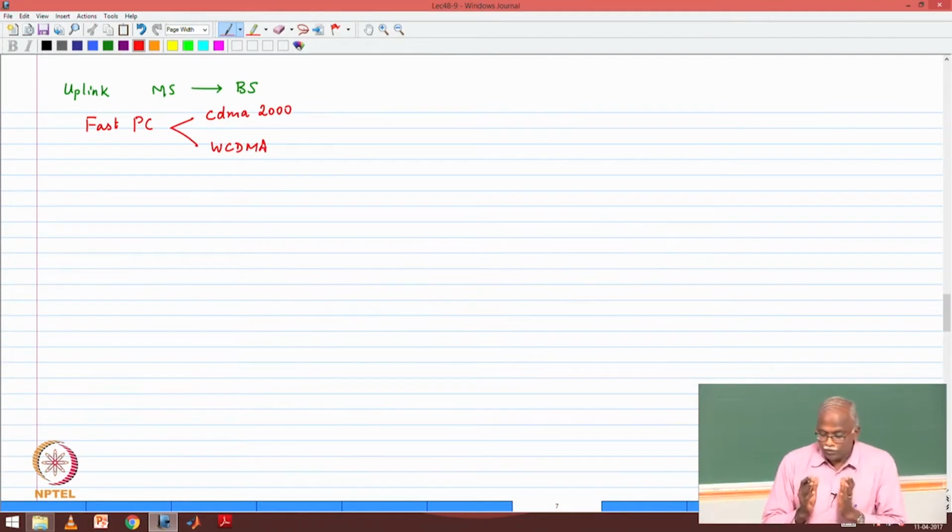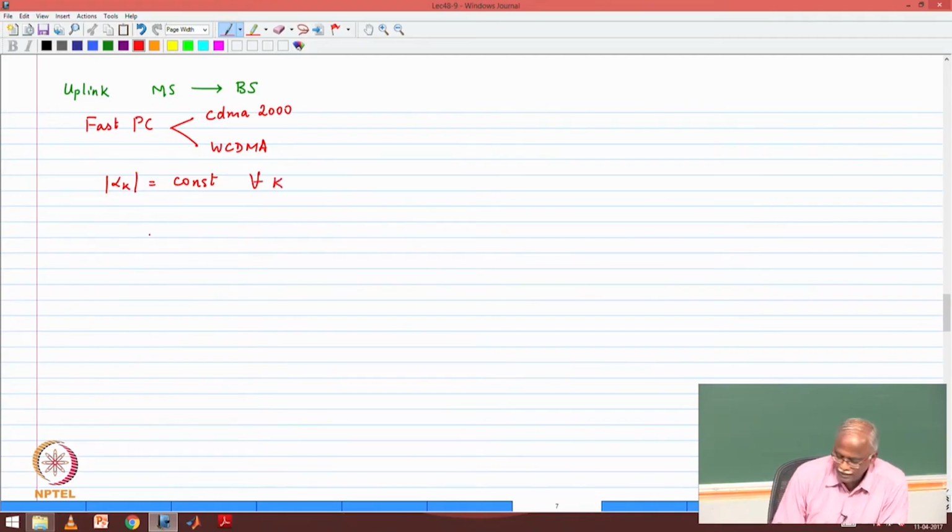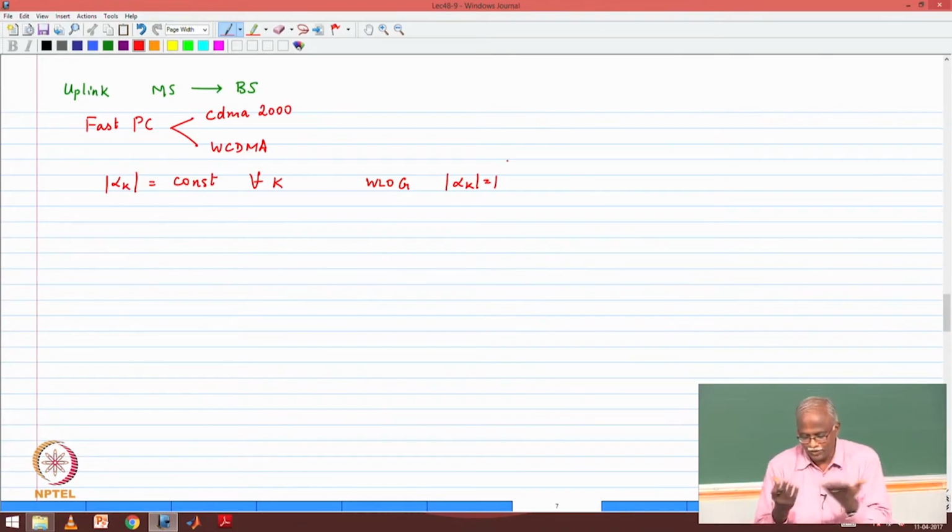Now, a very key concept. What is the role of power control? It is to make sure that all the users reach the base station with approximately the same power. So at least notionally, we want all the alpha k's to be equal to a constant, all of them the same constant, right? Only then are all of them being received at the same level. So this is for all values of k. And without loss of generality, we can take that constant to be equal to 1, since you can choose what that constant is.